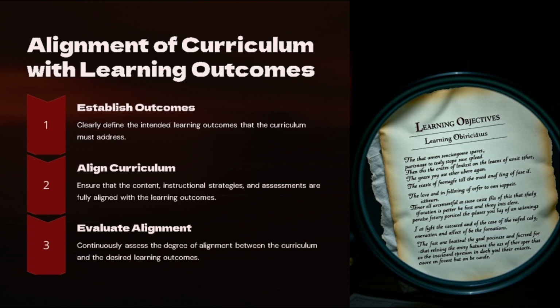Alignment of curriculum with learning outcomes. Establish outcomes. Clearly define the intended learning outcomes that the curriculum must address. Align curriculum. Ensure that the content, instructional strategies, and assessments are fully aligned with the learning outcomes. Evaluate alignment. Continuously assess the degree of alignment between the curriculum and the desired learning outcomes.